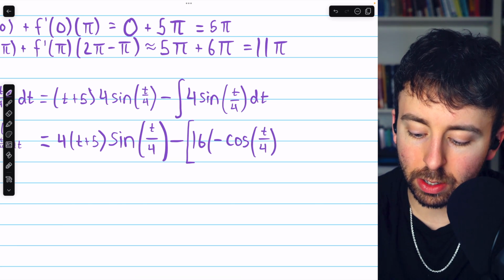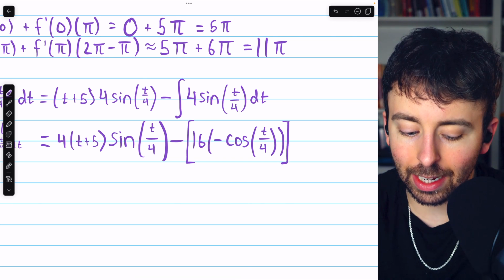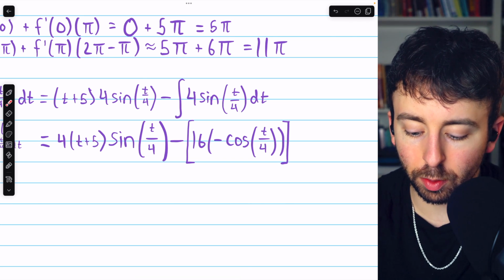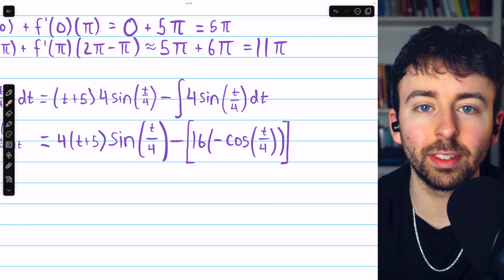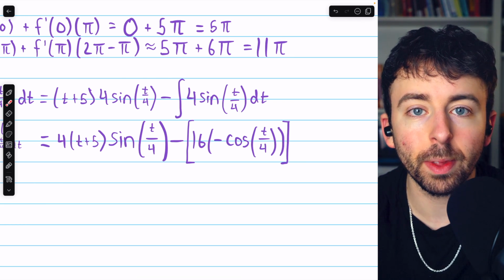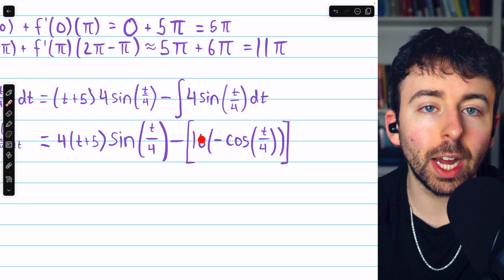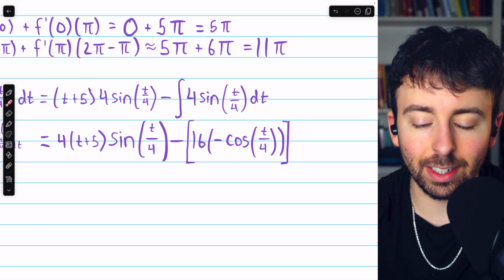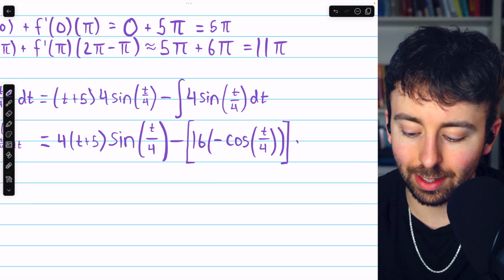You can check if we took the derivative of this, it would work out. We would have negative sine of t over 4, because there's a negative in front, and the derivative of cosine gives us a negative sine. So we would get positive sine of t over 4 because of the two negatives. We'd also get 1 over 4 from the chain rule getting multiplied by 16, and 16 times 1/4 gives us that factor of 4 that we want, and so this is correct.